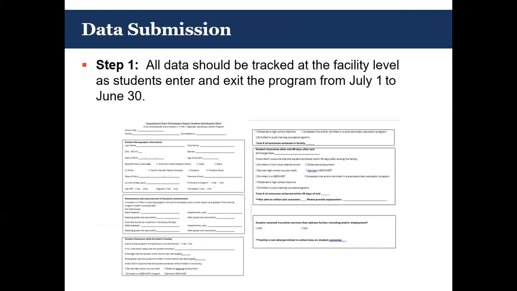So again, the data is going to be collected on the individual forms from July 1st to June 30th. So every student that comes into the program, you need some sort of mechanism. We recommend that you use this form to collect data on them, and then when they leave, you're filling out that form again, and that way you have all that information to report at the end of the year.